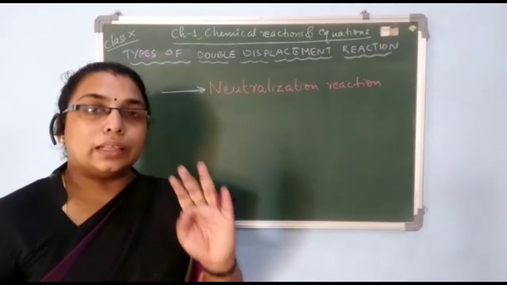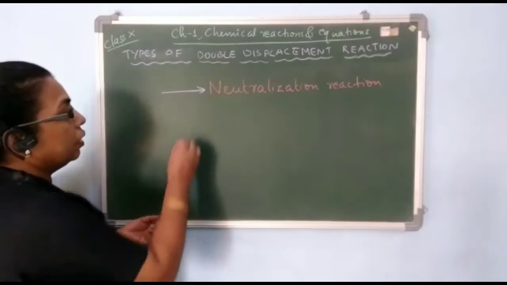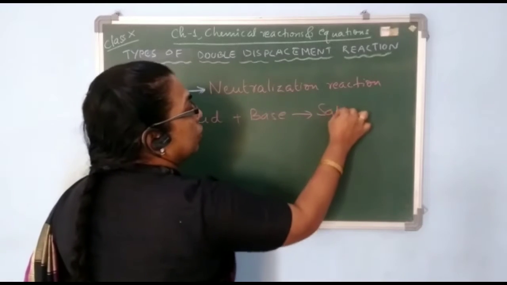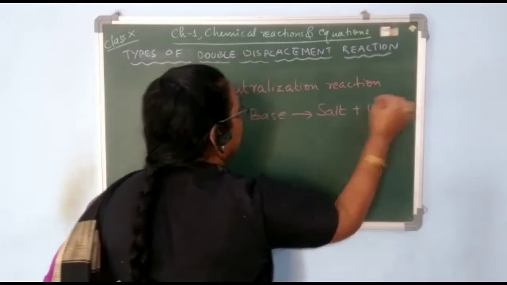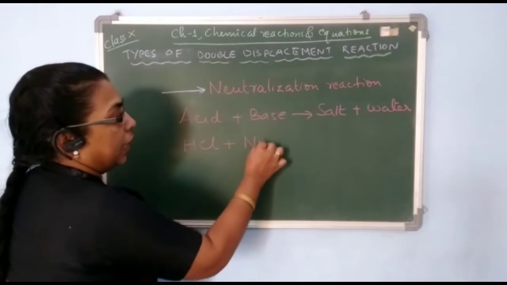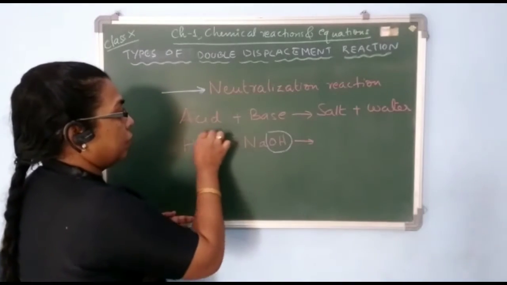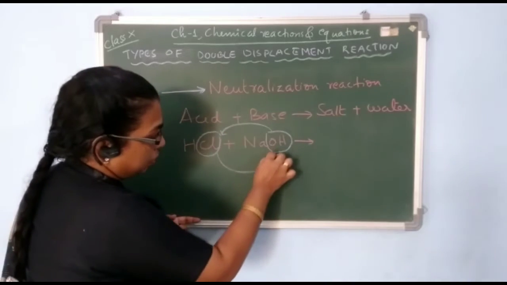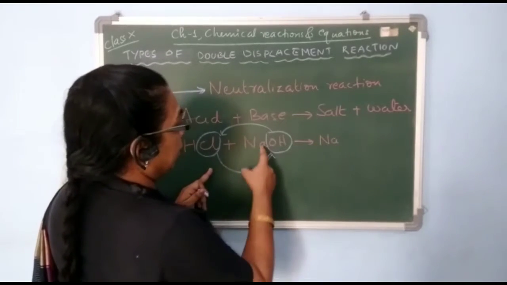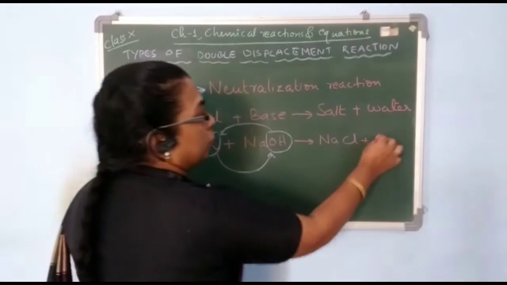Neutralization reaction means the acid combines with a base and gets neutralized to form salt and water. For example, I am taking the acid hydrochloric acid HCl plus the base NaOH. Now, since this is a double displacement reaction, there is exchange of ions. This will come this side, this will go this side. So what is the product I am getting? NaCl plus this OH will combine with H, so we will get water.